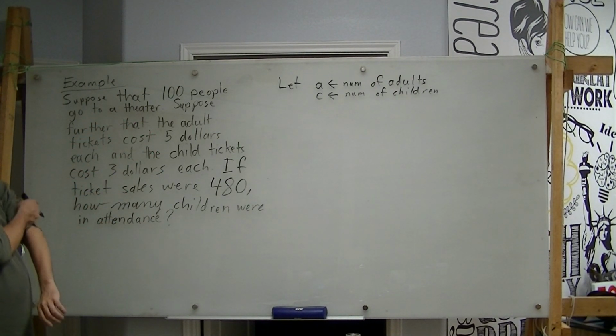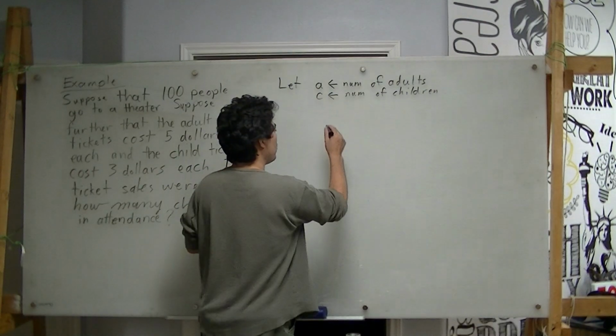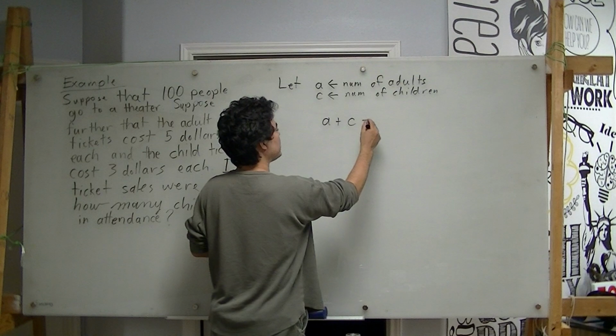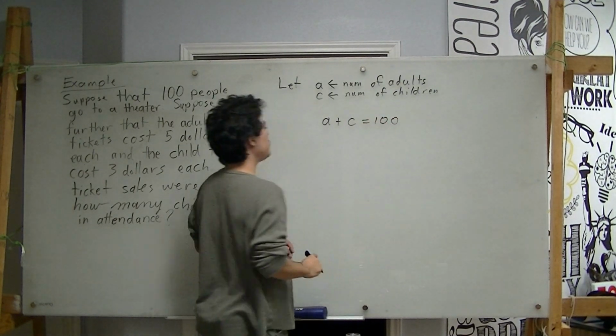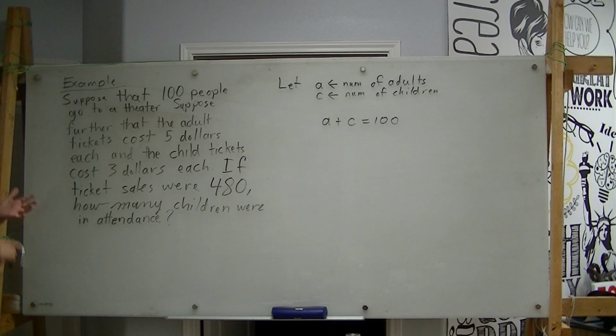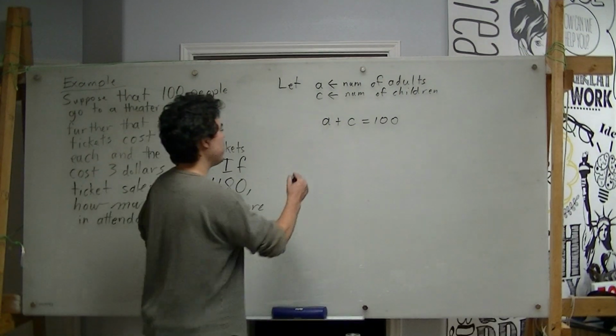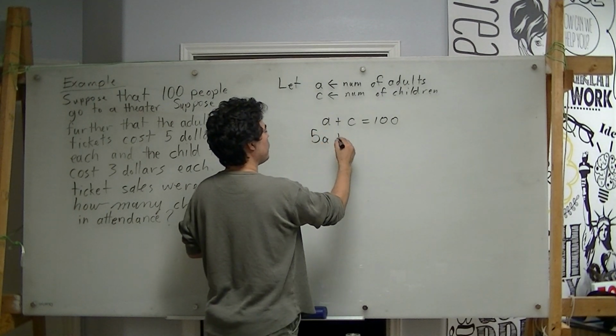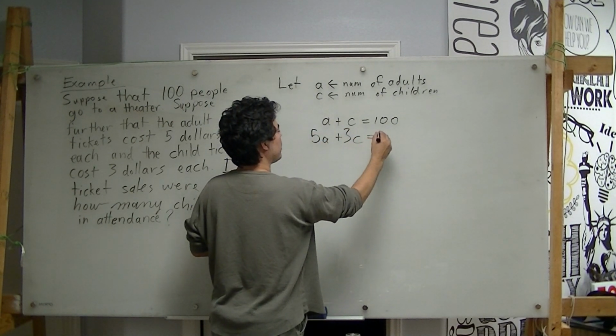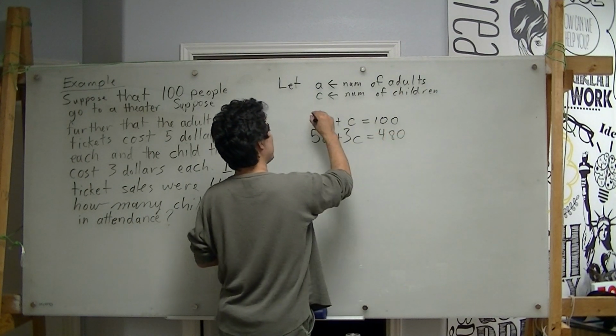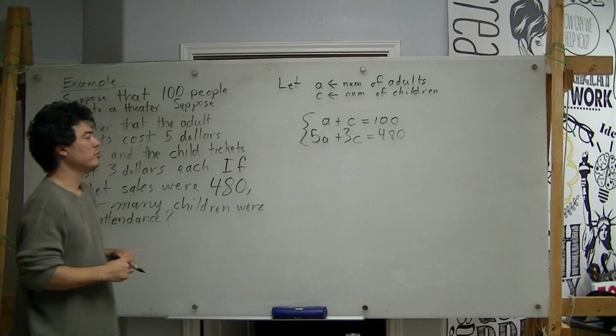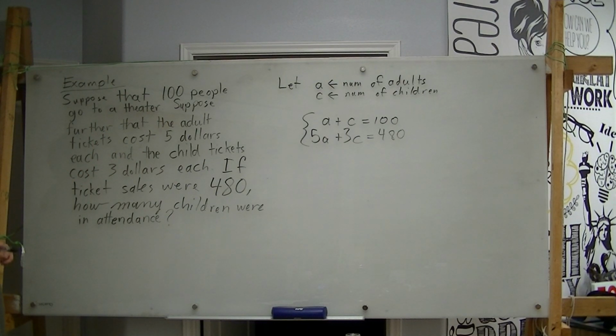It says here that 100 people went to the theater. So we know that A plus C has to equal 100. Moreover, it says that the adult tickets cost $5 and the child tickets cost $3, and that the ticket sales resulted in money of $480. So that is $5 for every adult plus $3 for every child gives a total of $480 going to the theater. Okay, so we have constructed our system of linear equations.